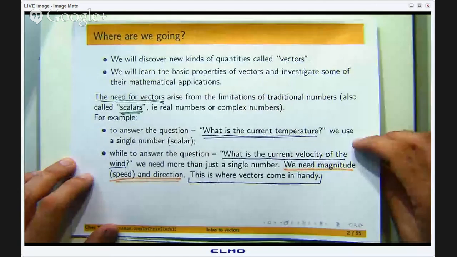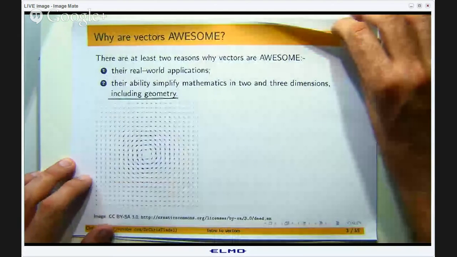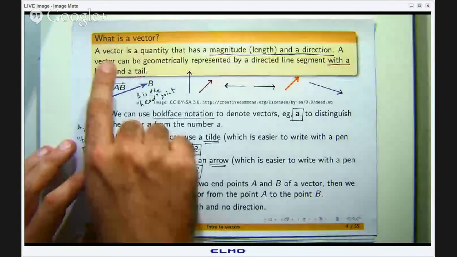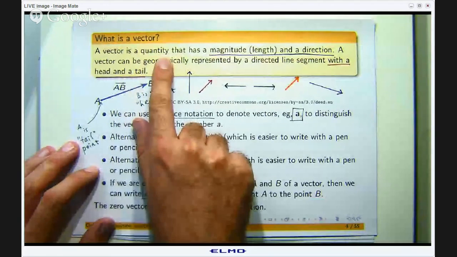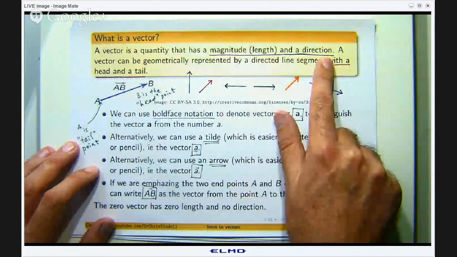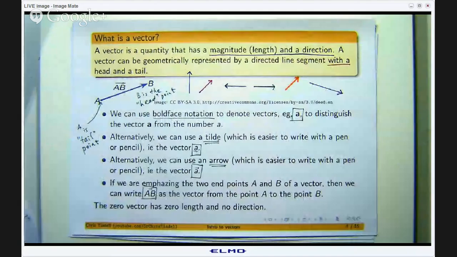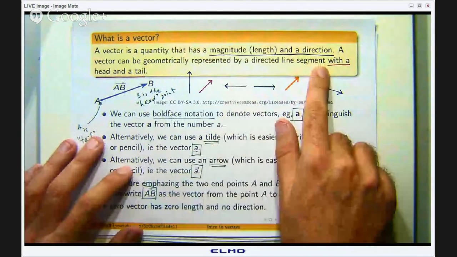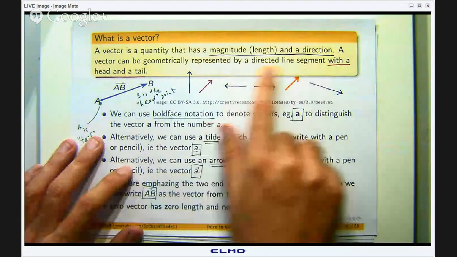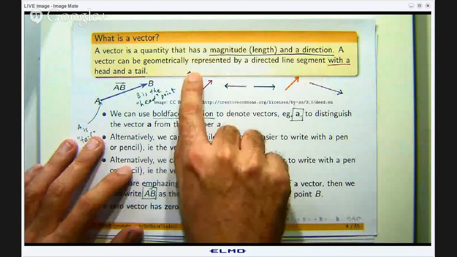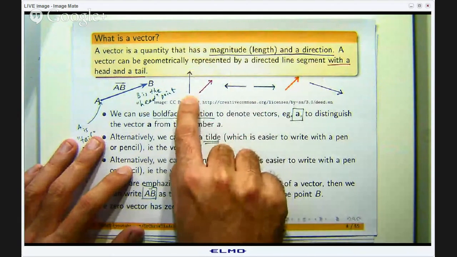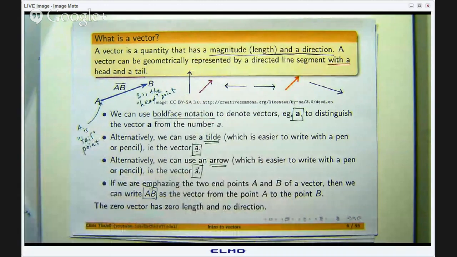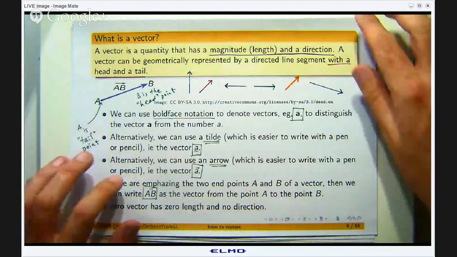But the basic class that I gave last time motivated the ideas, and we defined a vector to be a quantity that has a length and a direction. And geometrically speaking, a vector is just a line segment that has a head point and a tail point. The head point would be up here and the tail point would be down there. And essentially we just refer to it as a directed line segment.